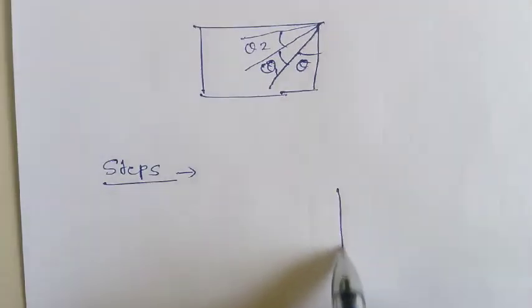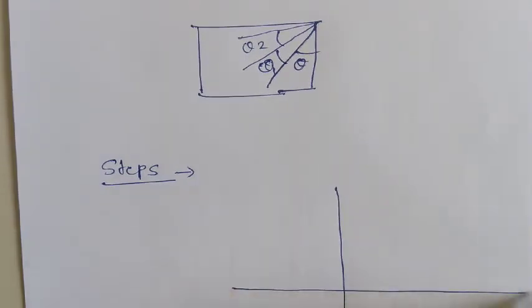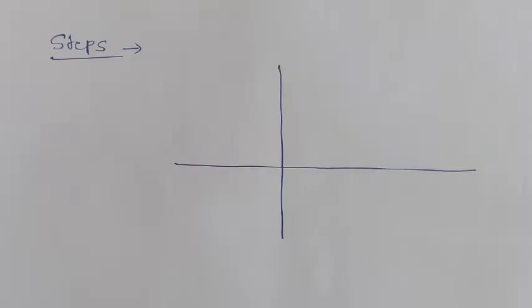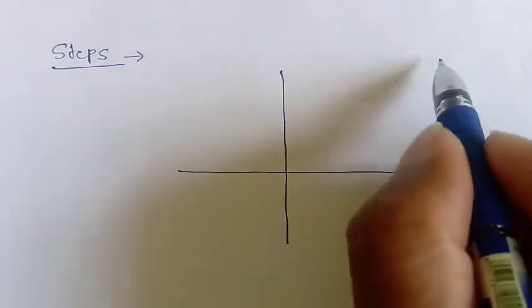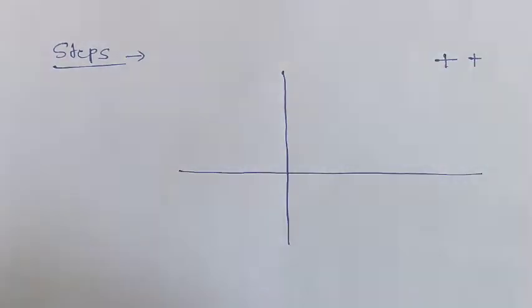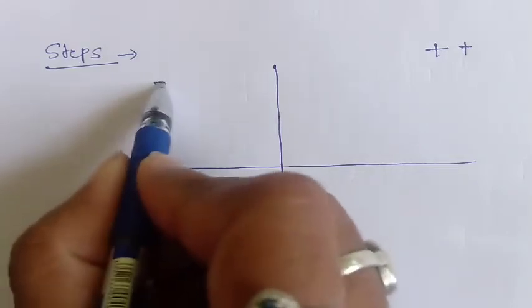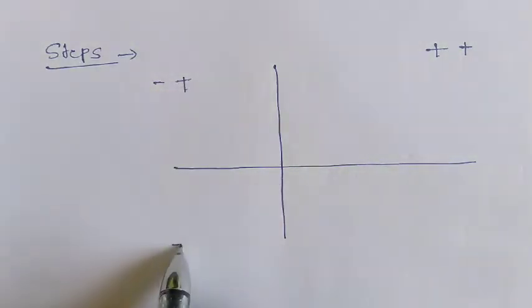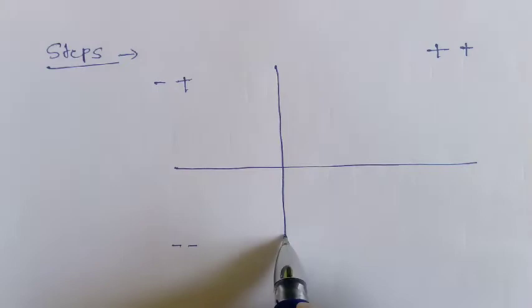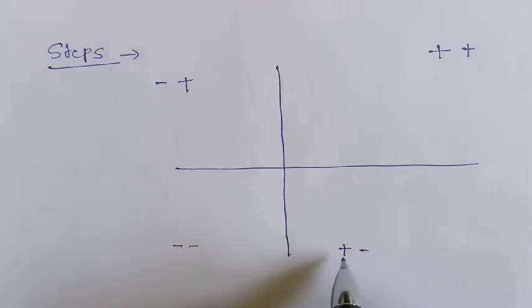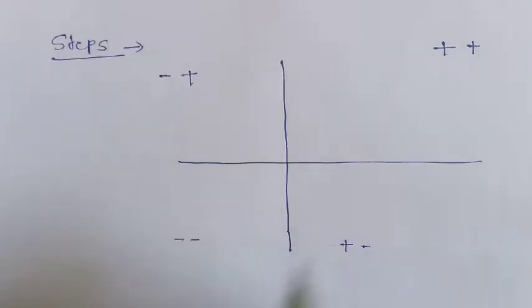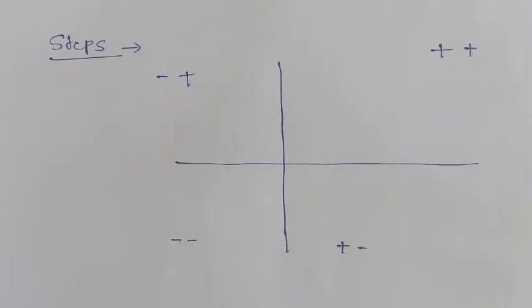For this we have to know first the coordinate system. This is the coordinate system. We know that this is the positive x, positive y, and this is the negative x, positive y. This is the negative, and this is the positive and negative. X is positive, y is negative. This is the coordinate system.